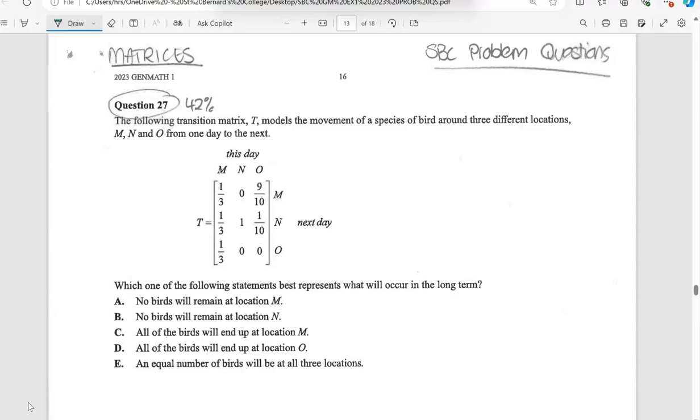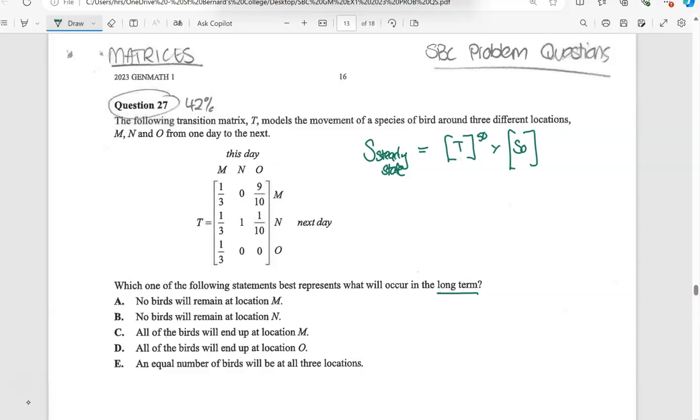So it says, in the long term, what's going to happen? This is obviously a transition. When you do the long term, or essentially the steady state, so we could say the steady state is the long term, that's the same thing. What you want to do is raise your transition matrix to a high power times a state. Or you can actually times it by any state that you want.